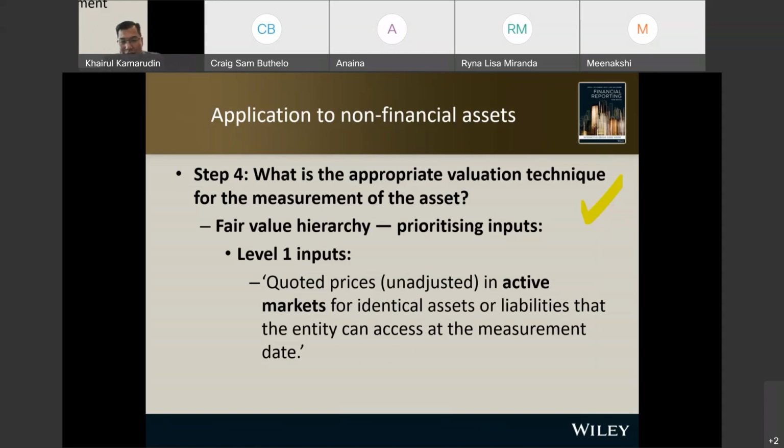If you want to sell your car, for example, they give you this is the price, the quoted price. This is the price in active market. So that is L1. Very good, high quality. This is the L1.